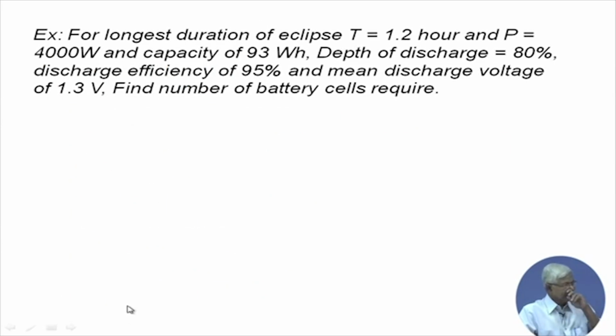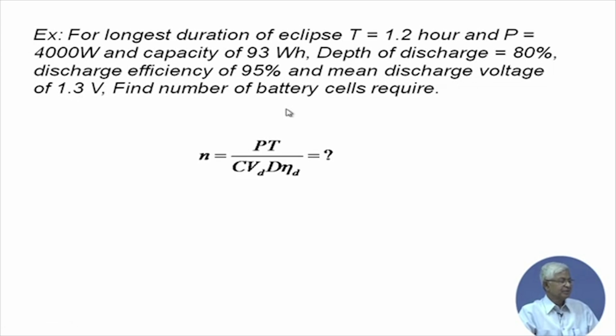So let us look at a small sum based on the similar expression. For the longest duration of eclipse we have seen roughly T is 1.2 hours, during which the battery has to support the transponders. So P is equal to 4 kilowatt, capacity is 93 watt hour, depth of discharge 80%, discharge efficiency 95%, mean discharge voltage 1.3 volt. Find the number of battery cells required. You can use the same formula.